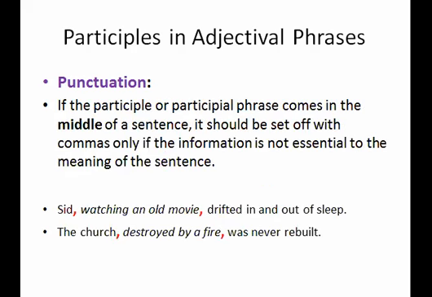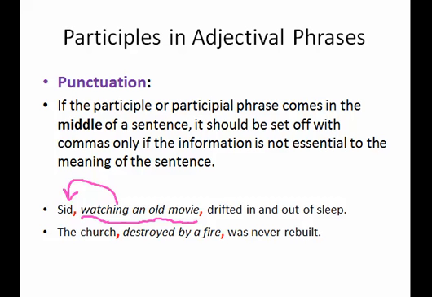Now, if the participle or participle phrase comes in the middle of a sentence, it should be set off with commas only if the information is not essential to the meaning of the sentence. That is, if it is some extra information. Sid, watching an old movie, drifted in and out of sleep. Now, Sid, comma, watching an old movie, comma, drifted in and out of sleep. Over here, this is extra information. Watching an old movie is the extra information that we are getting about Sid. What was Sid doing? He was watching an old movie.